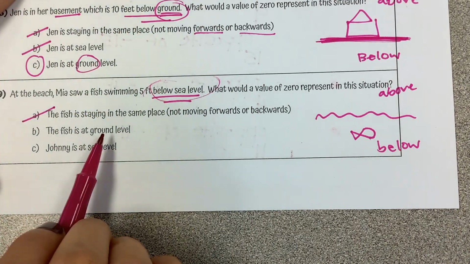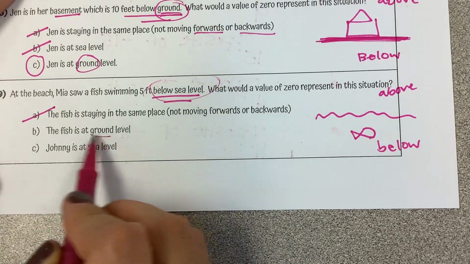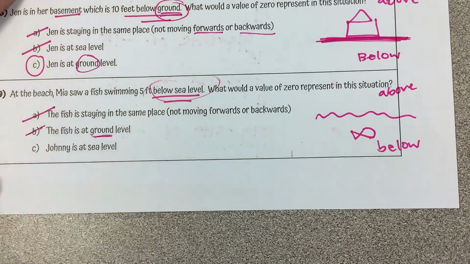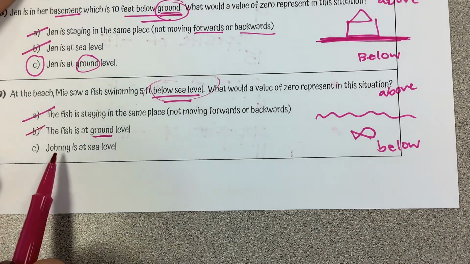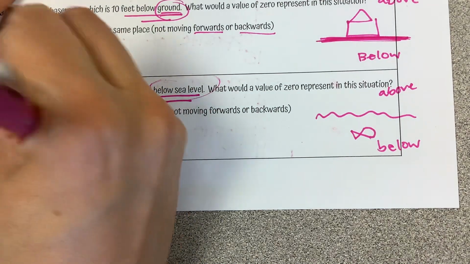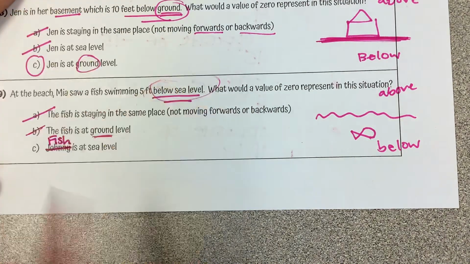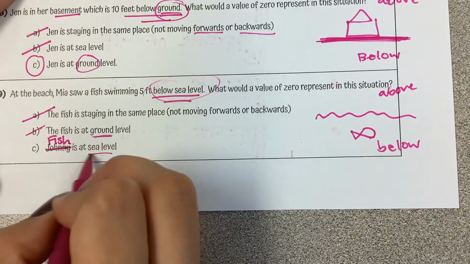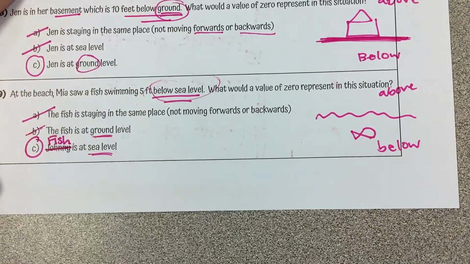The fish is at ground level. Well, do we see fish on the ground? Hopefully not. And we don't see that keyword in here, so no. Sorry, that shouldn't say Johnny, that should say fish. The fish is at sea level. Yeah, we're talking about the sea. Yes, that is correct.